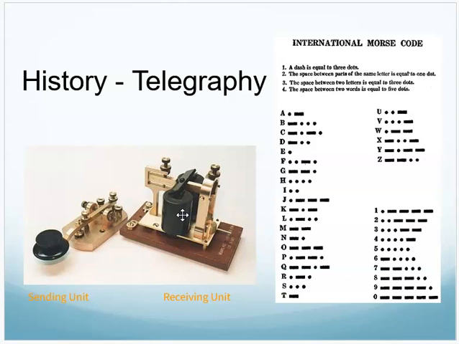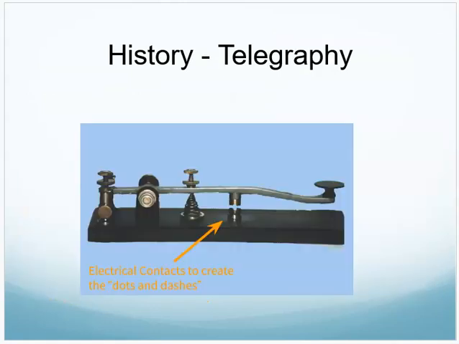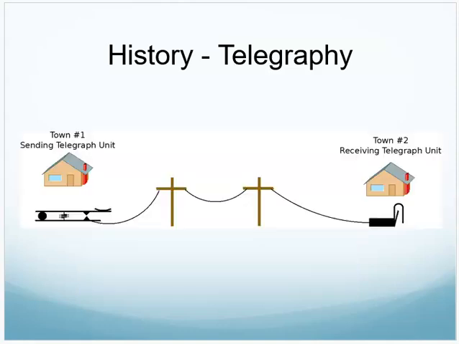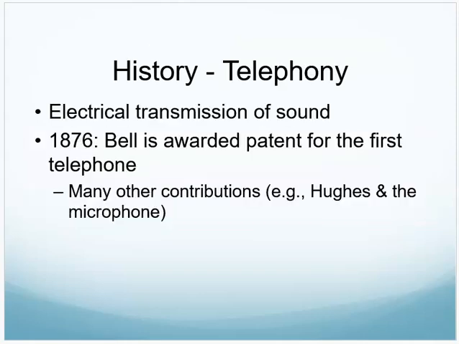So I'm able to send a click from town to town, and all I needed to do was alter the length of them, and I could start sending letters. So I could send a message from town to town. That was a huge step in being able to transfer information. Here's a close-up look at the contacts, and here's the idea of literally it going from town to town. A lot of times these telegraph lines ran alongside roads or railroads. That's typically where they would go.